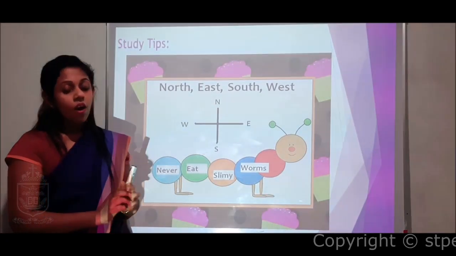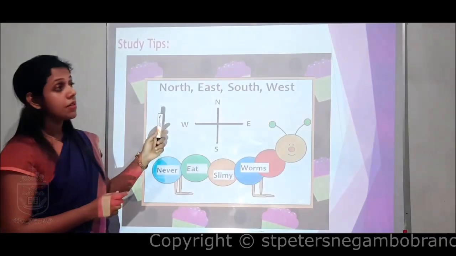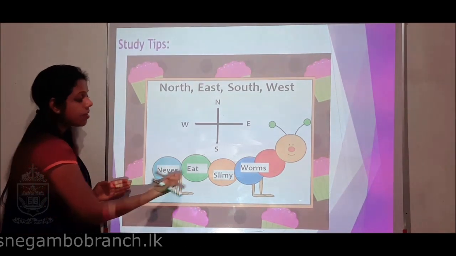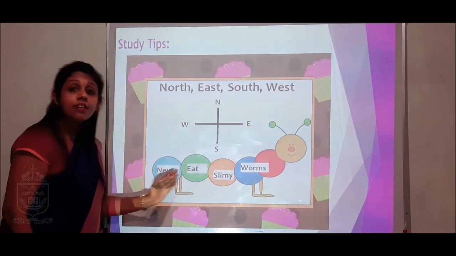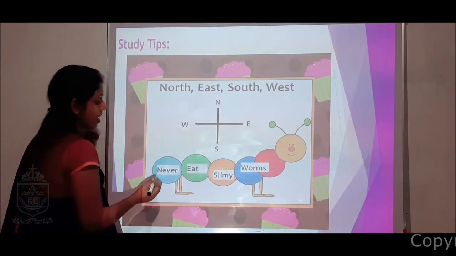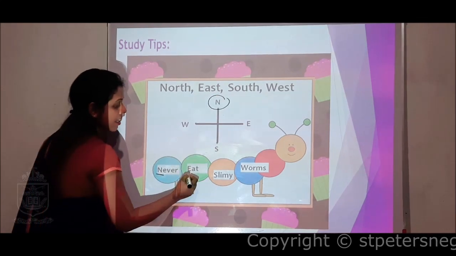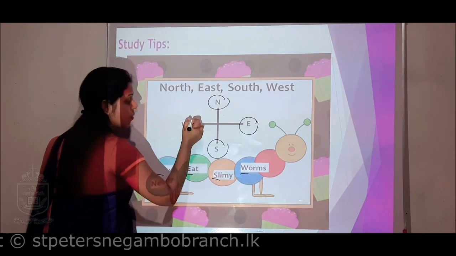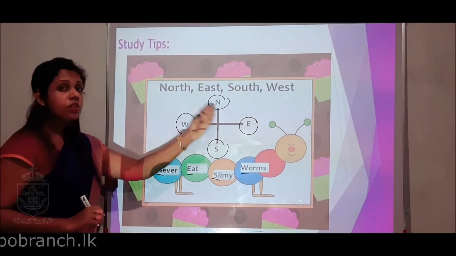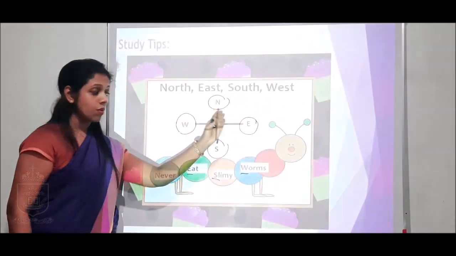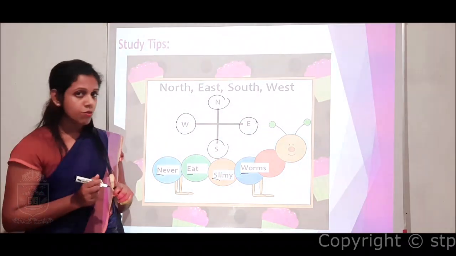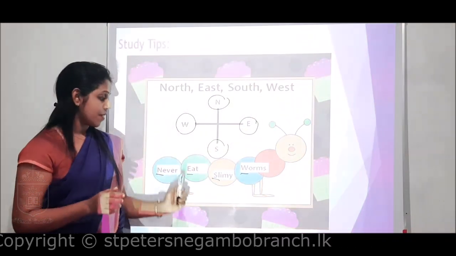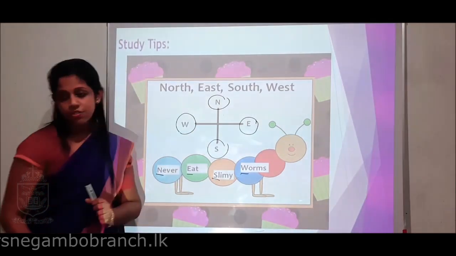Okay children, now I am going to give a small tip on how to memorize directions fast and easily. There's a small sentence: Never eat slimy worms. N for north, E for east, S for south, W for west. North, east, south, west. So you can memorize the directions fast and easily using this small sentence. Okay, children.